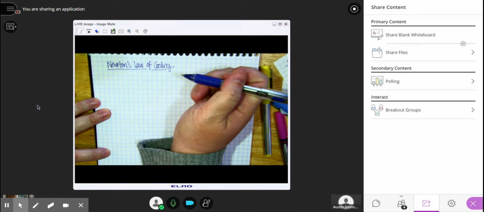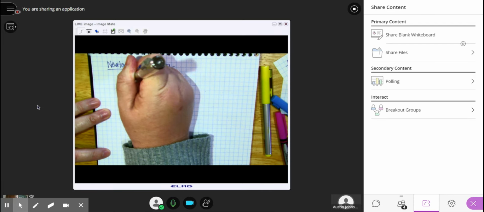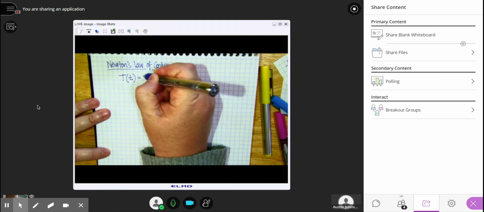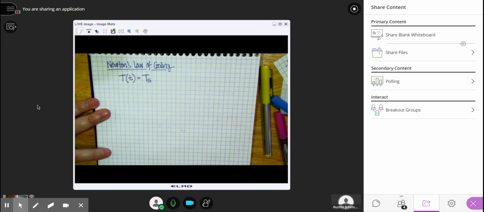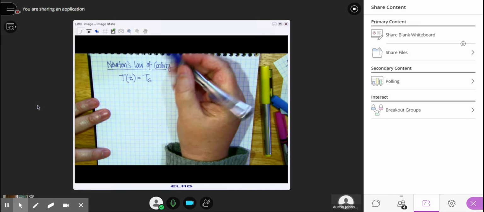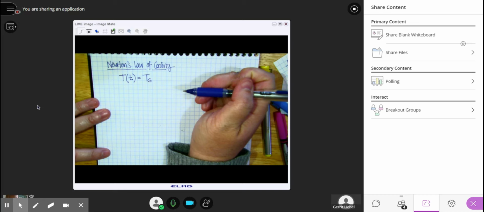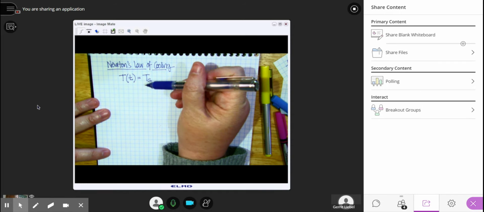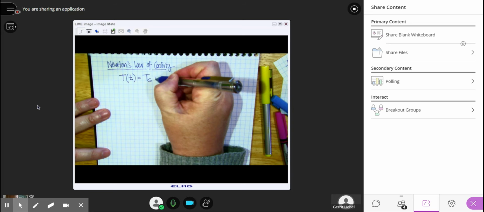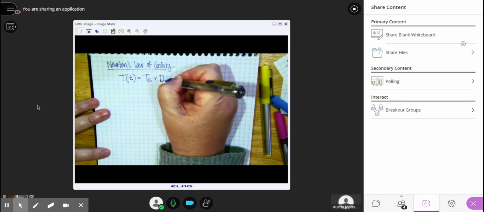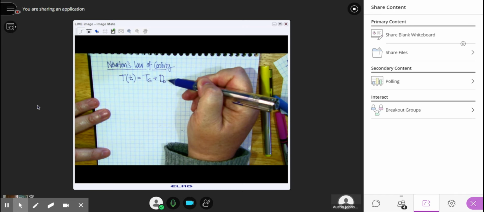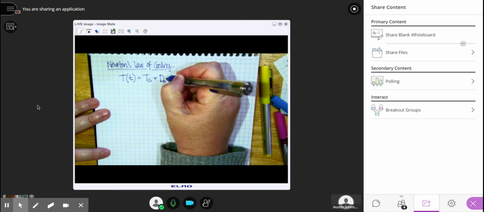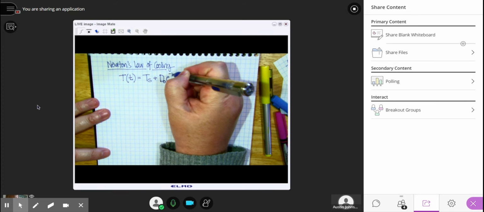Newton's law of cooling says this: the temperature of an object at time t is equal to the temperature of its surroundings. So if I'm in a room that's 72 degrees, T of S is 72. If I'm outside on my back deck and it's 94 degrees, then T of S is 94. So whatever the temperature is of the surroundings, added to D sub 0, where D sub 0 is the difference between the surroundings and the object, times e to the negative kt.